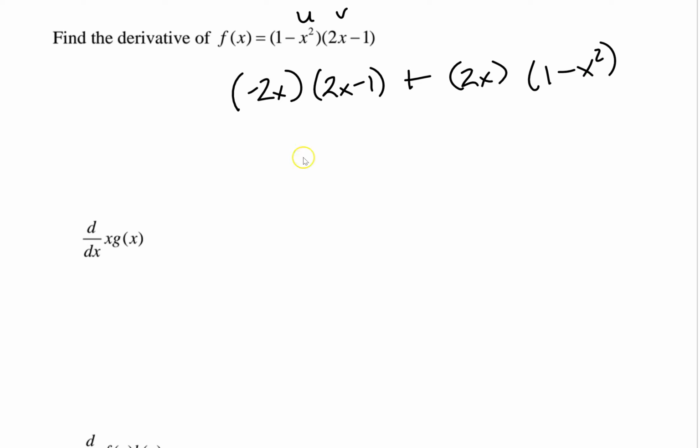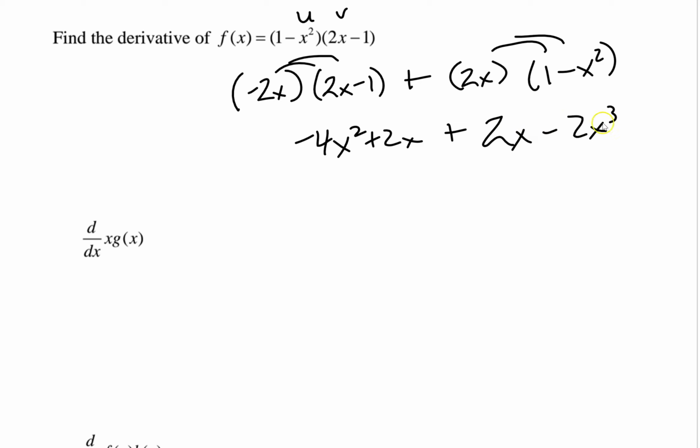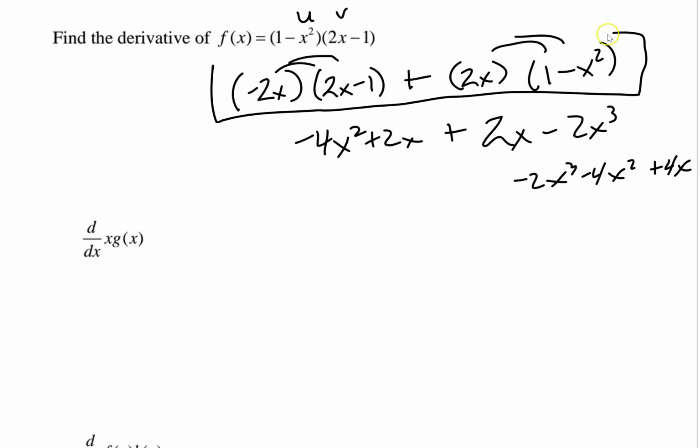Most of the time you just leave it like that and you're done, but if you want, you can simplify it also. Negative 4x squared plus 2x, plus, you can distribute this, 2x minus 2x cubed. Then we can make it pretty: negative 2x cubed minus 4x squared plus 4x. But again, in IB, unless they specifically tell you to put it in a certain way, this is fine. And if they say to put it in this form, then you have to get that far.